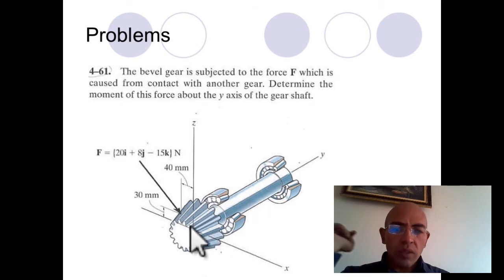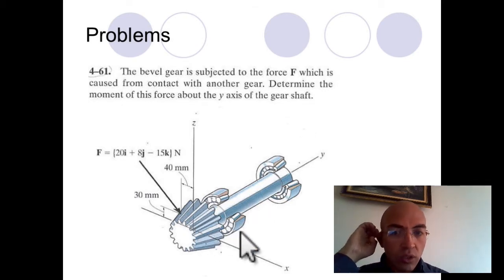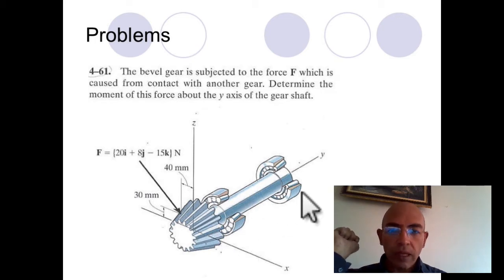Now we have the bevel gear. We have two bearings here, fixed to the bevel gear, which support the shaft. The axis of the shaft is given as the y-axis. The x and z axes are perpendicular to the shaft.